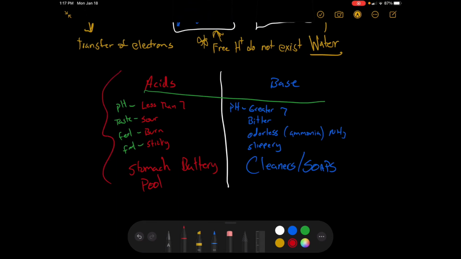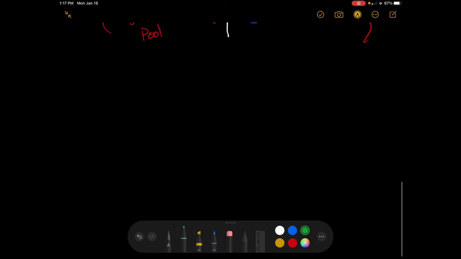So those are some basic comparisons. Specifically, I want you to remember these for our next videos coming up. pH. And so those are a few comparisons with acids and bases. So let's move on.